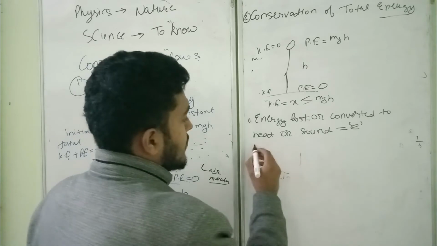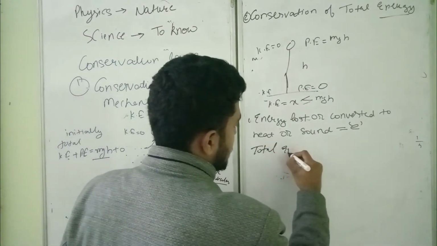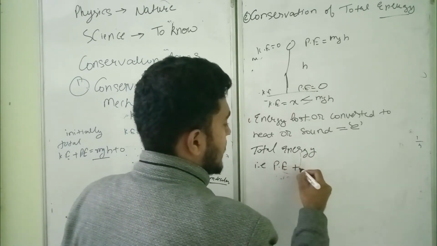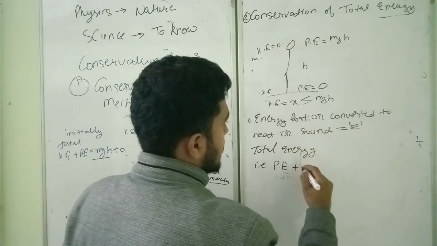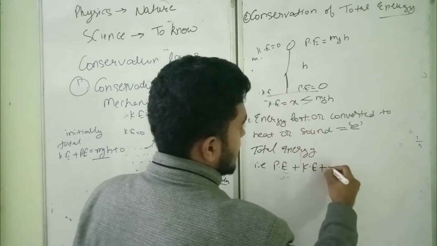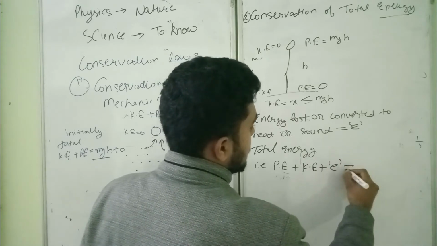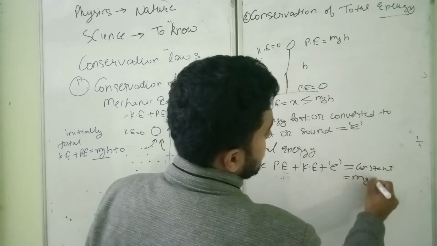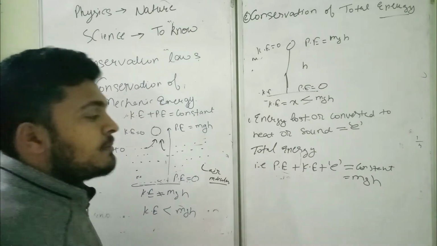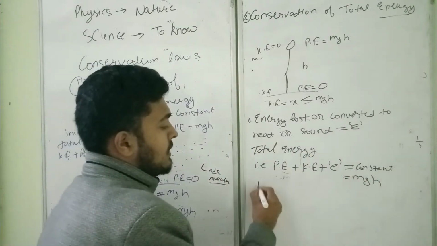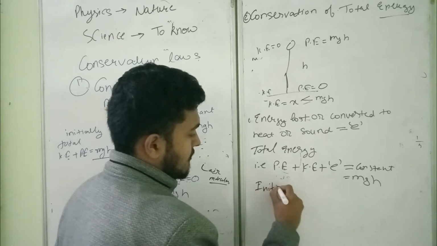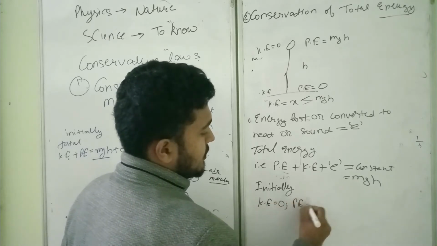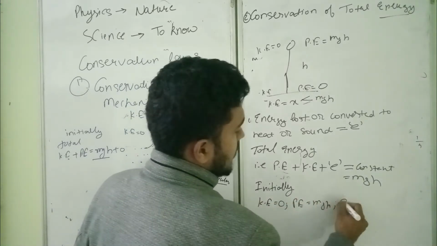Then we can say that total energy, that is potential energy plus kinetic energy plus this energy lost, is equal to a constant, and equal to mgh in this case, because at the starting, initially kinetic energy was equal to 0, potential energy was equal to mgh, and E was equal to 0.